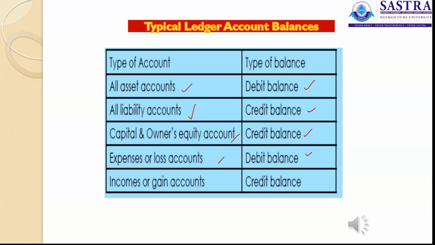Incomes and or gain accounts show credit balances. That is, asset accounts, expenses and or loss accounts show only debit balances. Liability, capital and owner's equity accounts, and incomes and gain accounts show credit balances. So this is a typical ledger account balances. Okay.